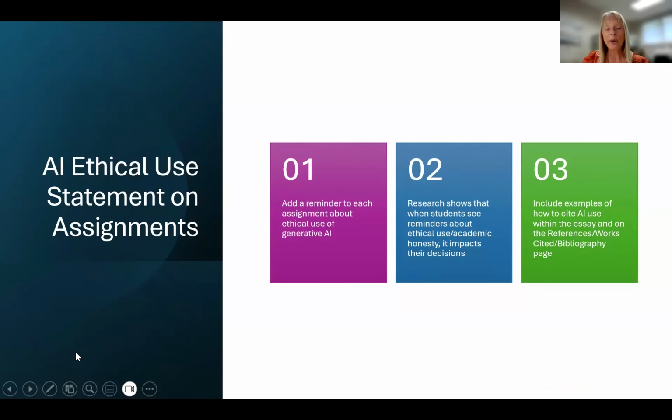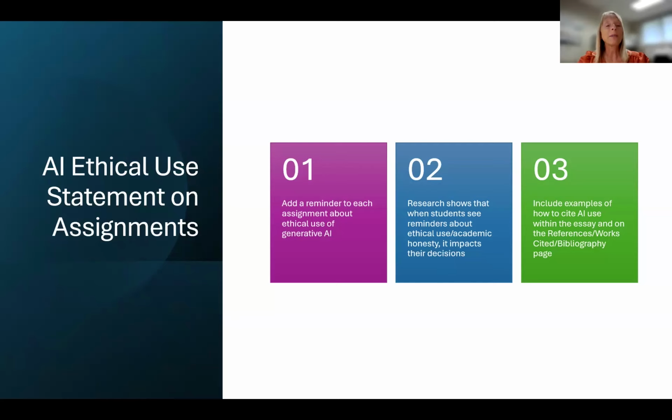So after we came to an agreement, then I put that ethical use statement on all of their assignments, because research has shown that when students see reminders about ethical and academic honesty, it actually impacts their decisions. And then I included, which I think is super important, how to cite AI when they use it within their writing as well as on their references page. And this has been very helpful for students to know that, just like we use sources and give credit where we got that information from, and it's important to show where the ideas from that source start and end in our paper, they could use information they got from ChatGPT to help them.